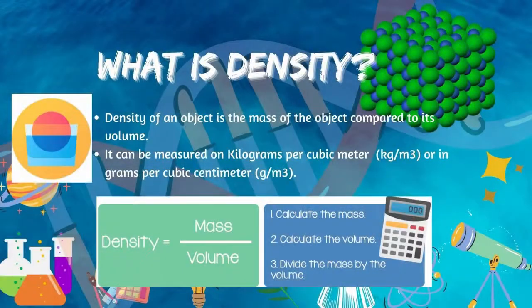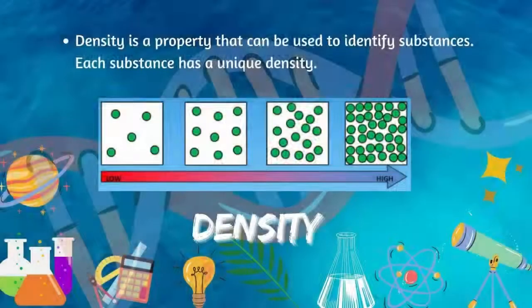What is density? The density of an object is the mass of the object compared to its volume. The equation for density is density equals mass upon volume. The SI unit of density is kilogram per cubic meter or gram per milliliter or gram per liter or grams per cubic centimeter. In simple words, density is a measurement of how tightly matter is packed together.